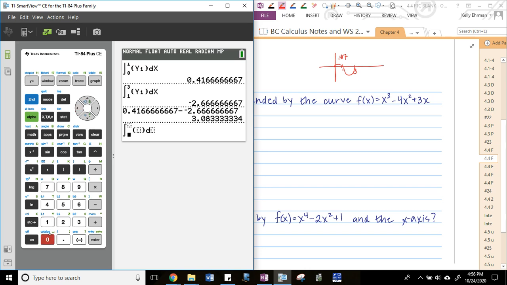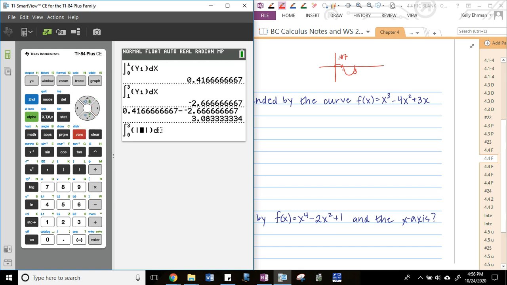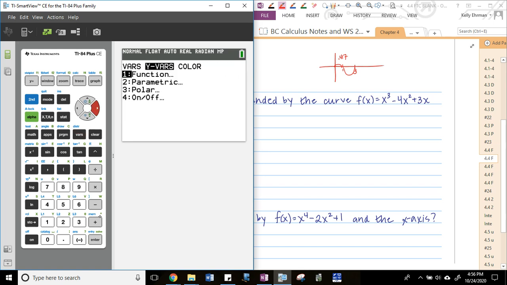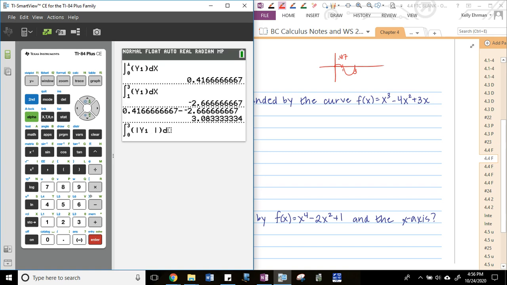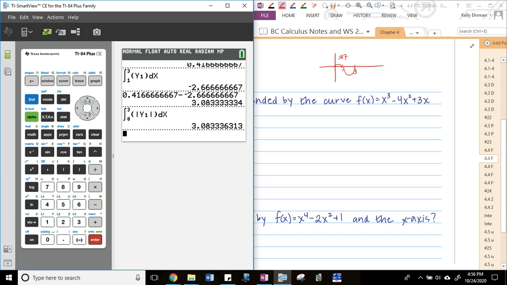So let's go from 0 all the way out to 3. Let's make it the absolute value of y1. Gosh, if I can properly type things in: math, number, absolute value, y1, with respect to x. We get the same answer.